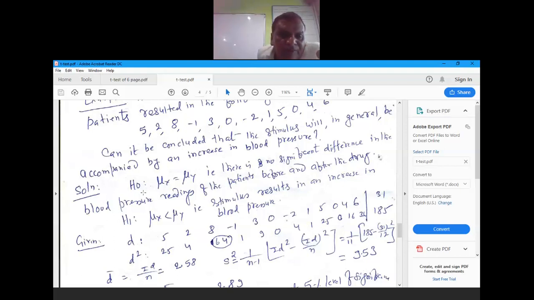And if you calculate the value of d bar, which is equal to summation d divided by n, then this will produce 2.58. And if you calculate the value of s square, then this is equal to 1 upon n minus 1 into summation di square minus summation di whole square divided by n. So this is equal to 9.53. So the value of s square is equal to 9.53.